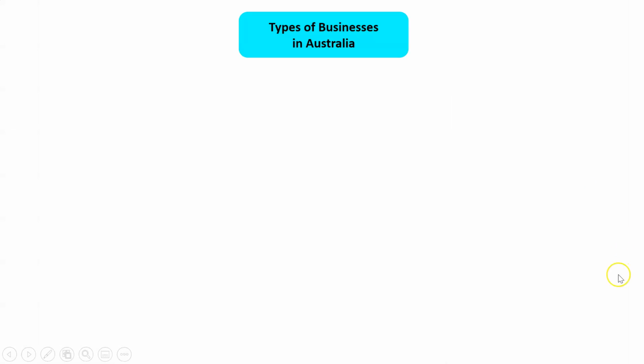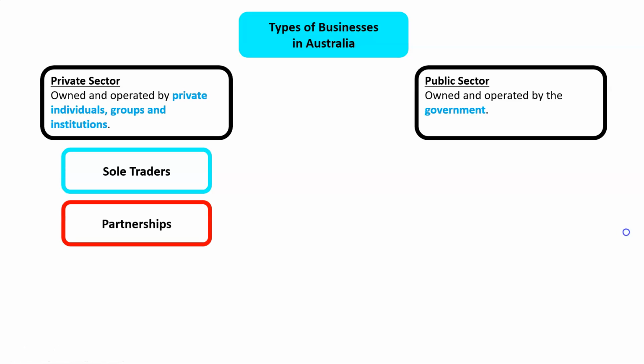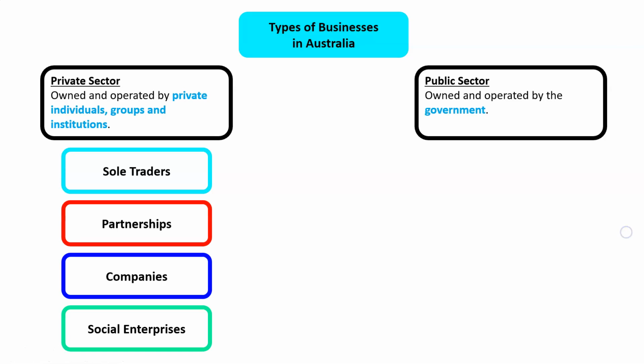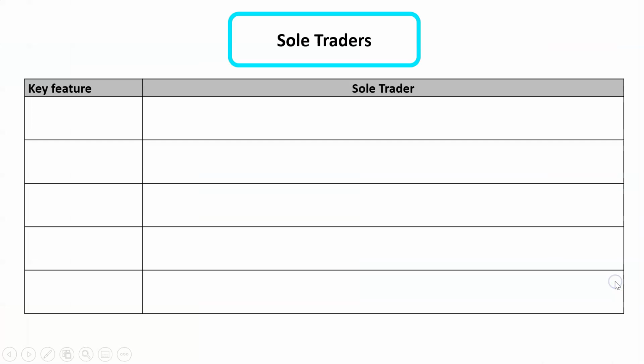So to do that, we just need to remember that the types of businesses in Australia are divided into the private sector, owned by the private individuals, groups and institutions, versus the public sector, which is owned by the government. And in the private sector, we've got sole traders, partnerships, companies, there's two types, and social enterprises. And in the public sector, we've got government business enterprises, and that's everything. They're all the ones we need to know. So for each one, we kind of want to look at the same features or characteristics.